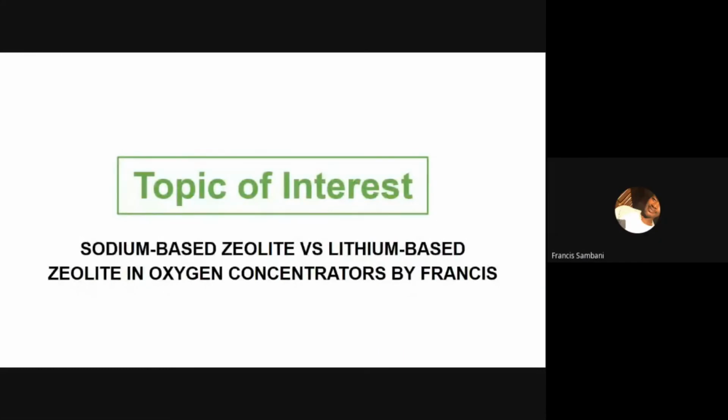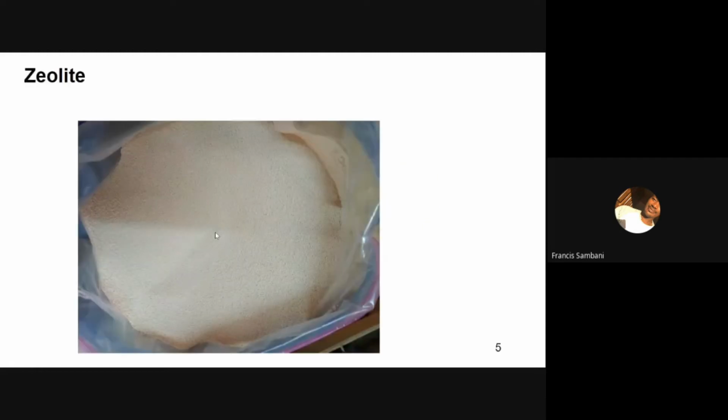Thank you, Maui. And the topic of interest today will be a discussion on the sodium-based zeolite and lithium-based zeolite used in oxygen concentrators. So oxygen concentrators use these two different types of zeolites. And firstly, we'll start by looking at what the pressure swing adsorption, or the PSA process, is.